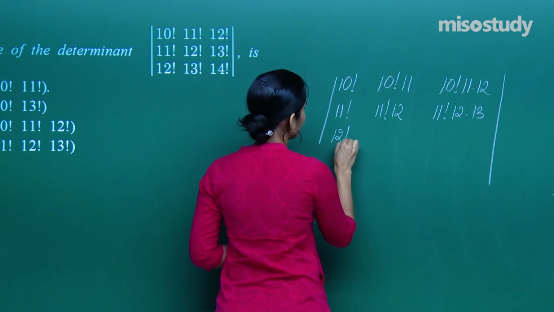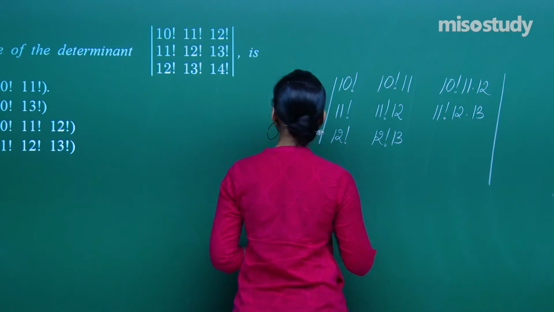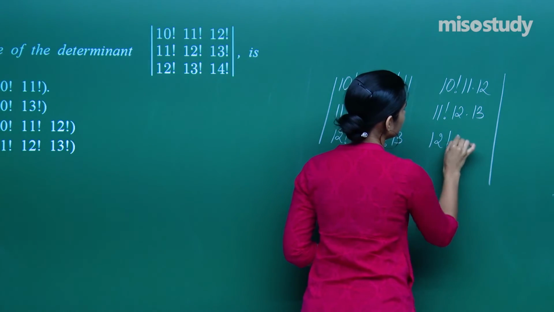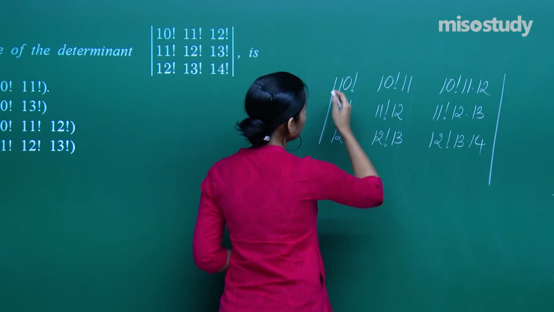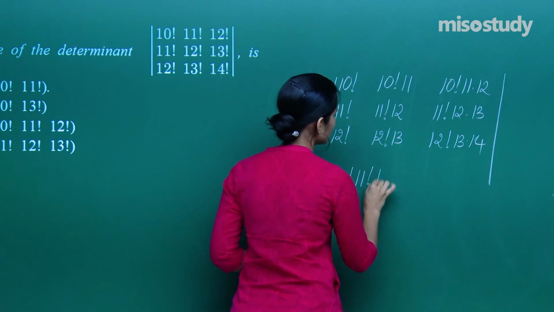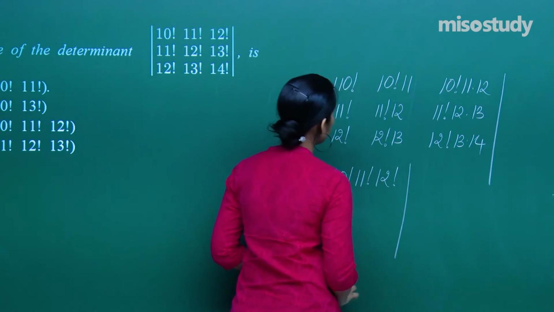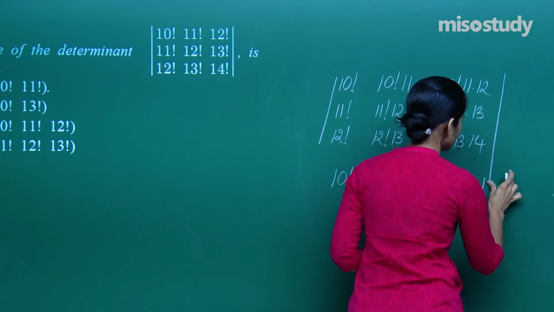Then it is 12 factorial into 13, I can write this, and 12 factorial into 13 into 14. From the first row take 10 factorial out, from the second row 11 factorial out, from the third row 12 factorial out. I am left with 1, 11, 11 into 12.